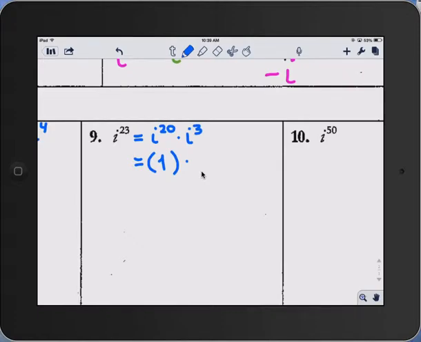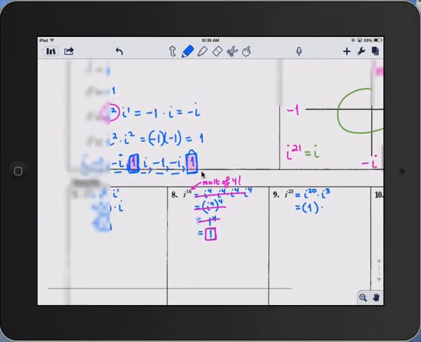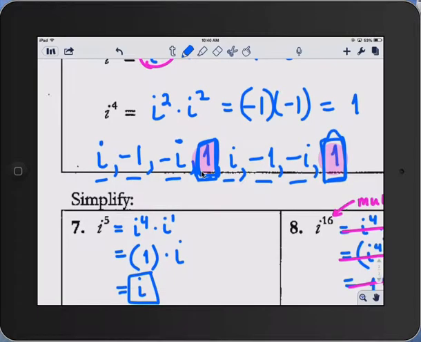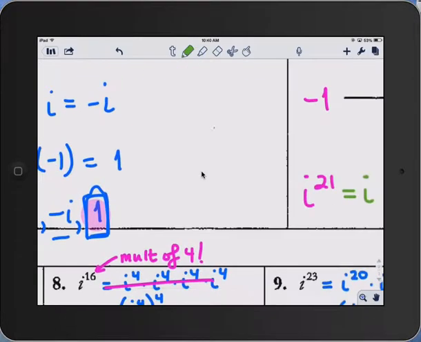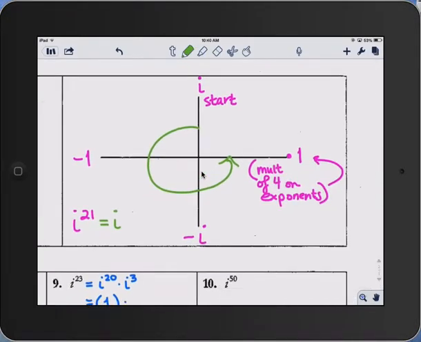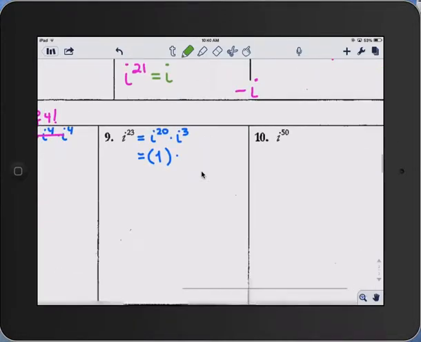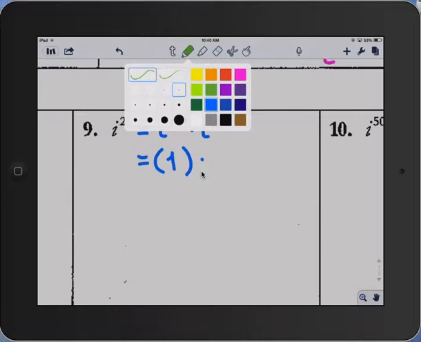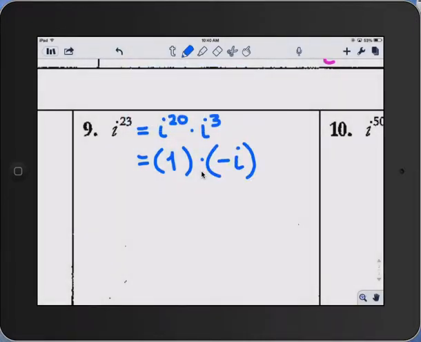And then what's i cubed equal to? Well, if we know that it goes i, negative 1, negative i, 1, i cubed is equal to negative i. Or I can look up here and double check and say what's i cubed equal to? i to the 1st, i to the 2nd, i to the 3rd. It's equal to negative i. So this is equal to negative i, which is multiplied by 1, just negative i.